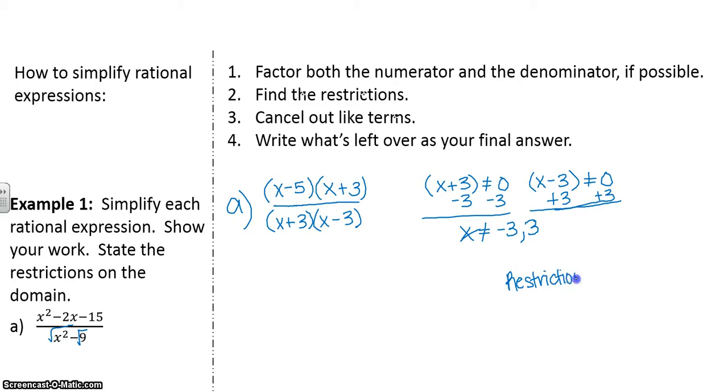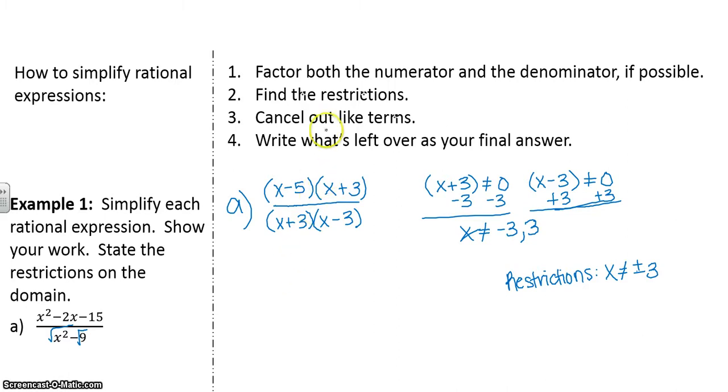Now it'll either write out restrictions like this, or it'll say RES for short. So then you would write x cannot equal positive or negative 3. So x can be any other real number except for those two numbers, because if it was one of those two numbers, it would make your denominator 0.